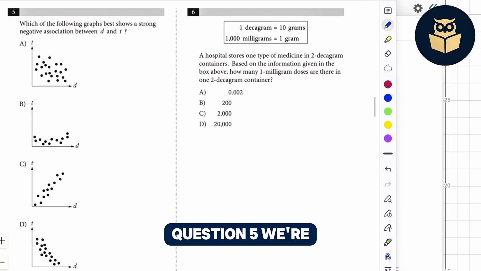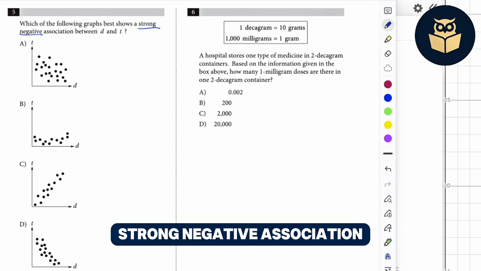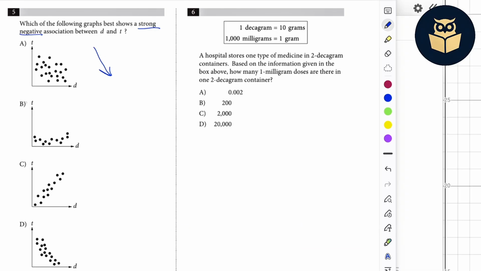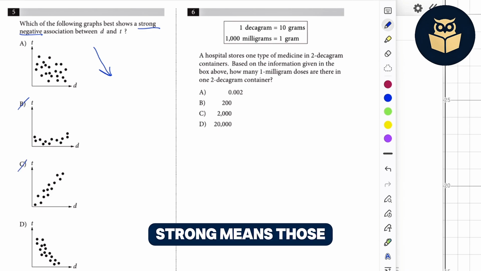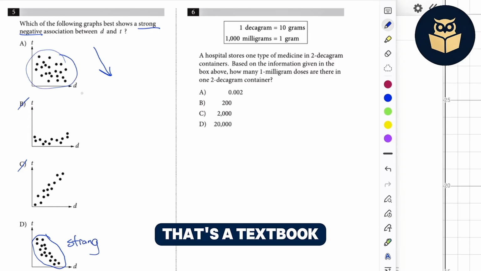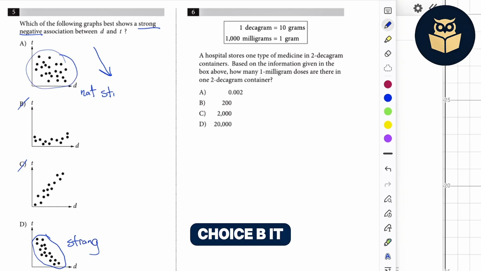For question 5, we're looking at scatter plots. We need to find the graph that shows a strong negative association. Negative means as you move left to right along the x-axis, the points should head downward. Strong means those points stick very close together in a clear line. Take a glance at option B. The dots form a tight line going downhill. That's a textbook strong negative association. Choice B it is.